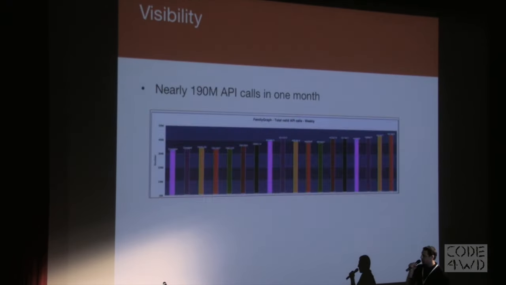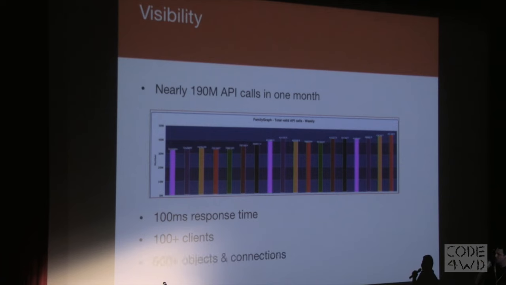In terms of visibility, it's very important for us to monitor that everything is working fine all the time. You can see a graph that shows about 400 million requests that are made on a weekly basis. The graph is growing all the time. In terms of some stats, we're getting about 100 milliseconds response time for all our API requests.